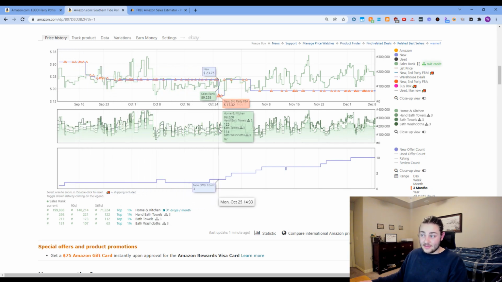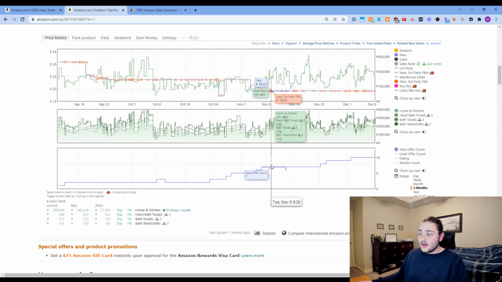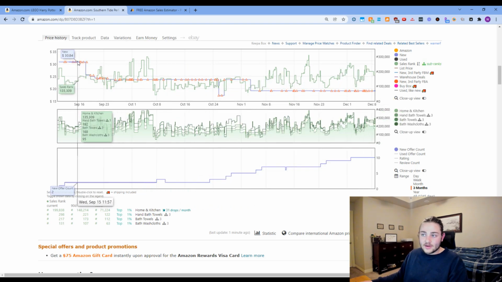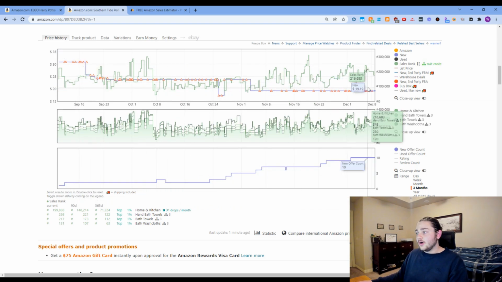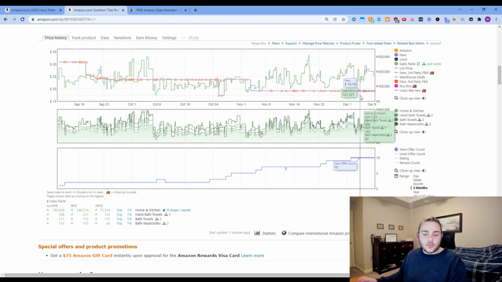They kind of hung out at this $23.75 price. A couple more people started hopping on, and then eventually we reached a point where there were 7 sellers, and now there's 10 sellers, and this price has dropped all the way down from $31 to $19. So it's really important to be able to look at this Keepa graph and see the supply versus the demand.